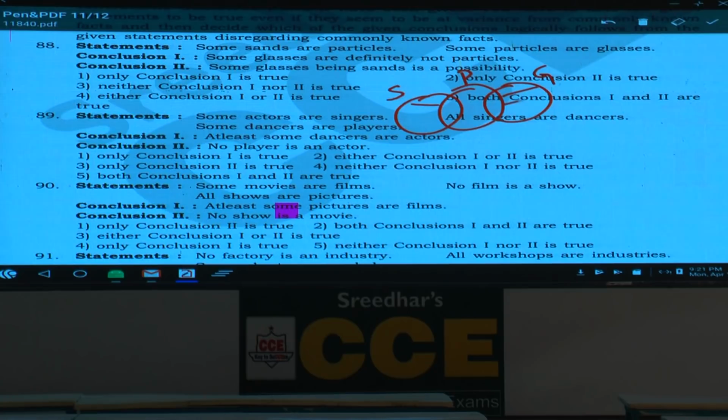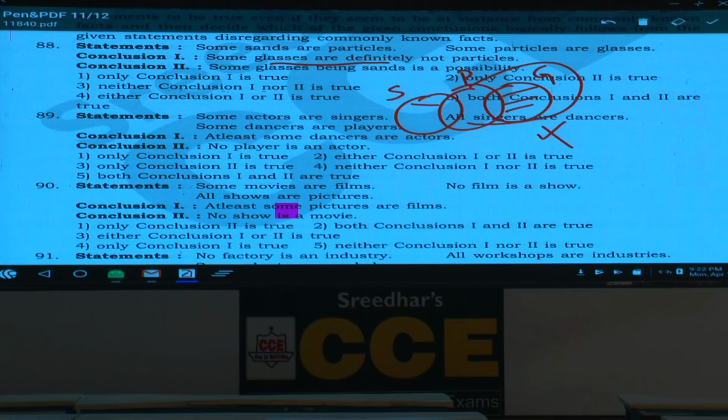These are the glasses which are not particles, definitely true. And the second one is a possibility, isn't it? Then the first conclusion is a definite conclusion. First we need to finalize this. Then in order to make this one false, what should be the complementary pair? All glasses are particles. Now tell me whether I can draw glasses like particles like this or not. That means alternate diagram proven, previous conclusion will be false.